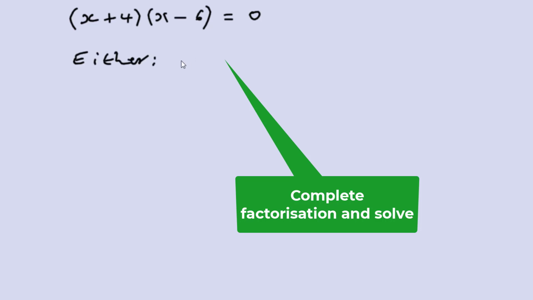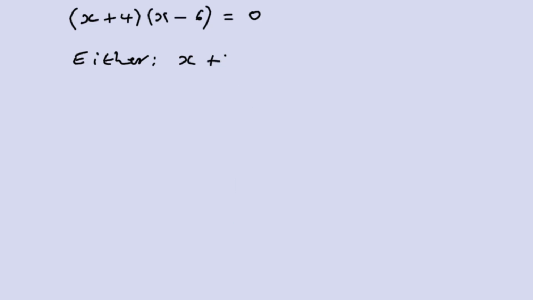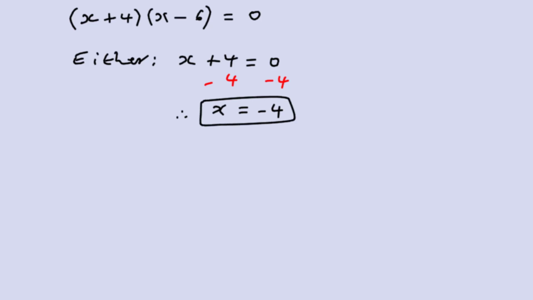Two factors multiplied together give 0, so one of them must be 0. You can have either the first factor, x plus 4 equals 0. We're going to solve it. Minus 4 on both sides to keep the balance, and therefore the first root, or the first solution, is x equals minus 4.